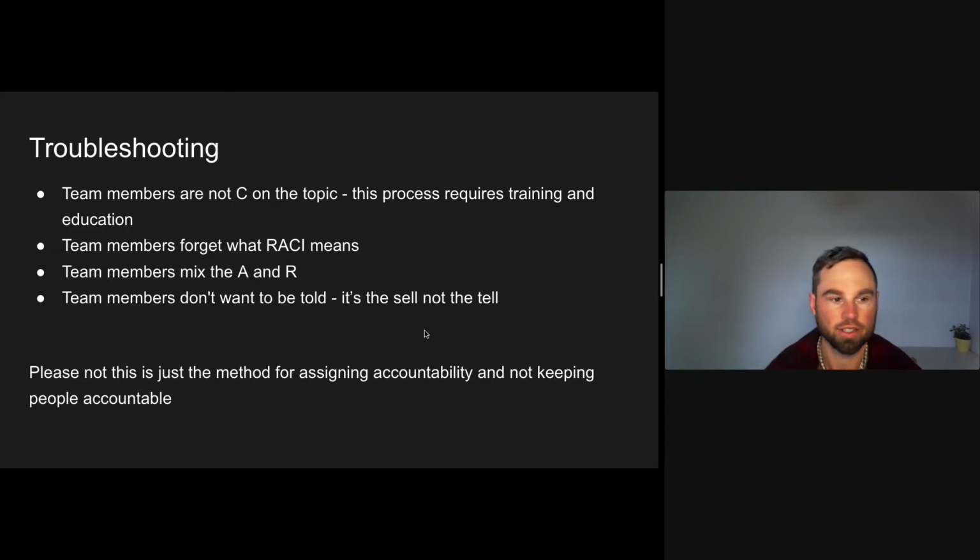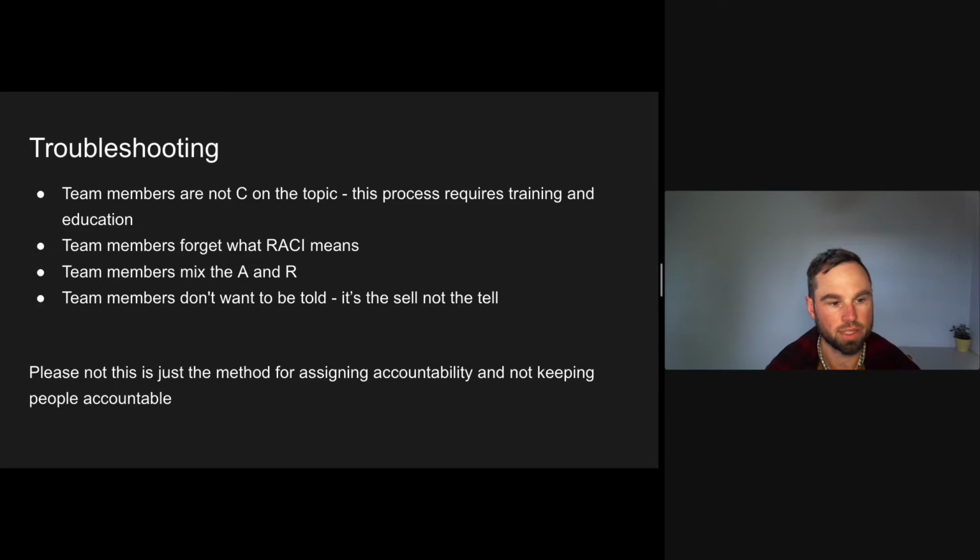or that business unit. Team members don't want to be told, so it's the sell, not the tell. Don't tell them what to do. Sell them on this, sell them how they get more clarity, sell them how they get more freedom, especially if they're going on holidays, or they have a big project coming up that they're really keen to do well on. This can really help clear out any confusion in this topic.